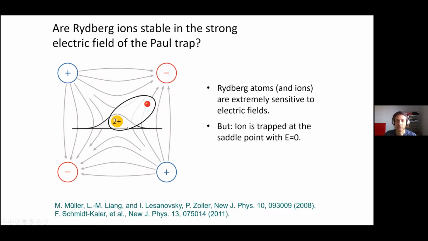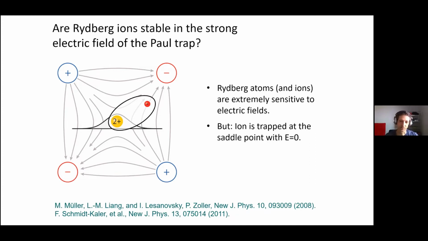Okay, and now the question is, when you look at Rydberg atom experiments, usually they try to compensate all electric fields as much as possible, so that the energy levels are not affected. And we actually want to put such an ion in such a strong electric trapping field. And of course, now the question is, what does it do to such a Rydberg ion?